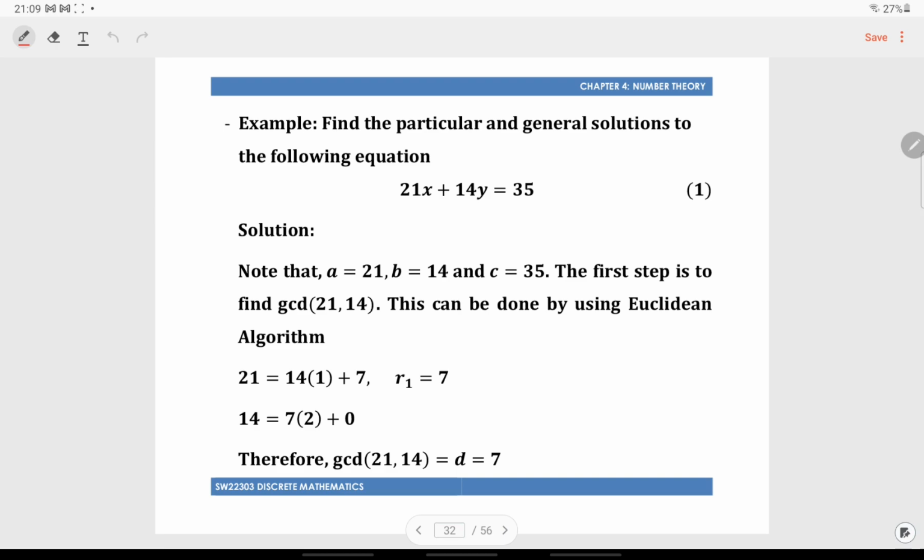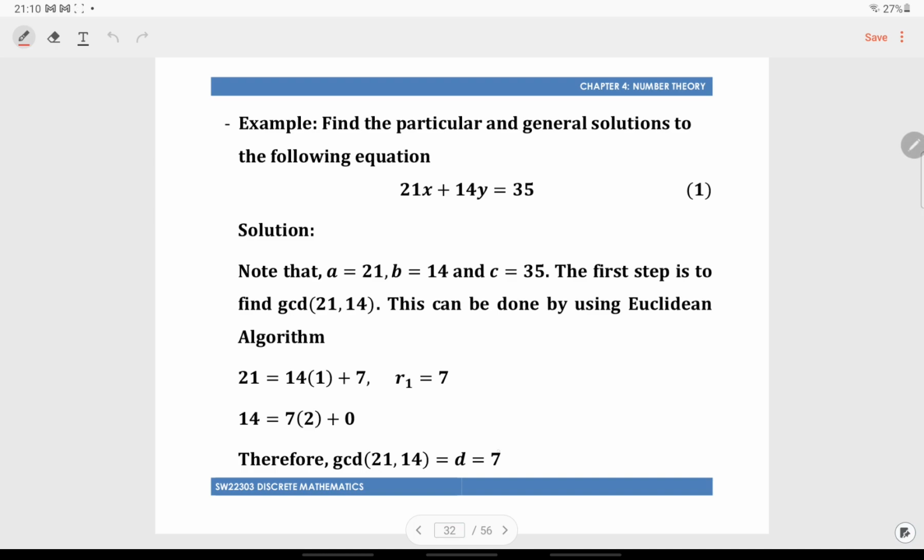Okay, I'll give you an example. Find the particular and general solutions to the following LDE. Note that A equals 21, B equals 14, and C equals 35. The first step is to find the GCD of 21 and 14, which can be done by using the Euclidean algorithm. We find the GCD because we want to know whether the given equation has a solution or not.